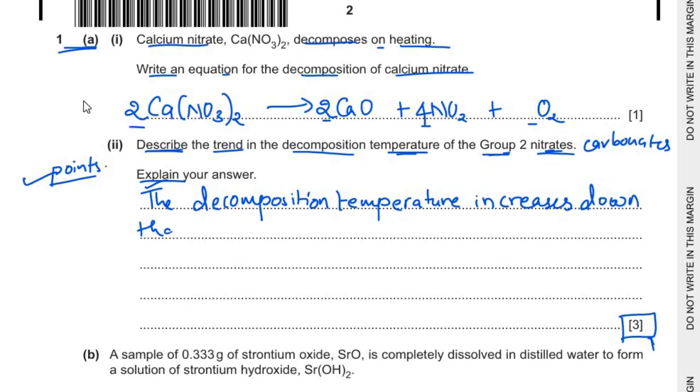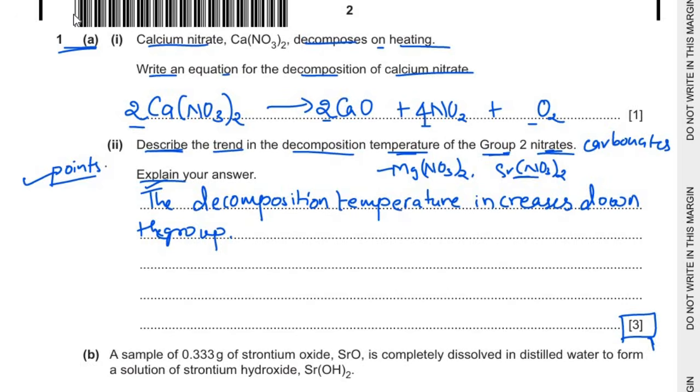Now what does that mean? If magnesium nitrate is compared with calcium nitrate or strontium nitrate, then the strontium nitrate will require a higher temperature for decomposition and magnesium nitrate will require a lower temperature for decomposition. That's what is meant by the decomposition temperature increases down the group.